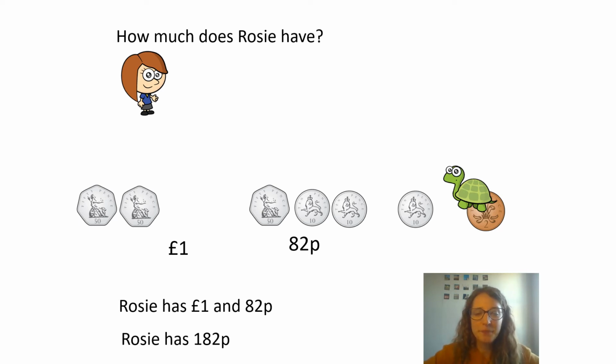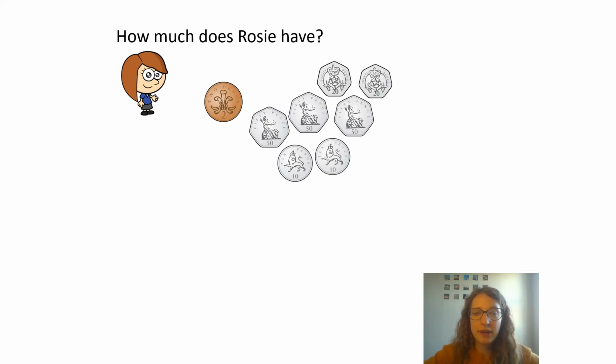Okay. Or you could write it, if you're doing it just in pence, because remember we're converting between the two today, as 182p. Okay, how about now? It's got a few different coins, so do the same thing. Start with what we know. We know that 2 50p make £1, then work it from there. So pause and come back when you think you've got the answer.